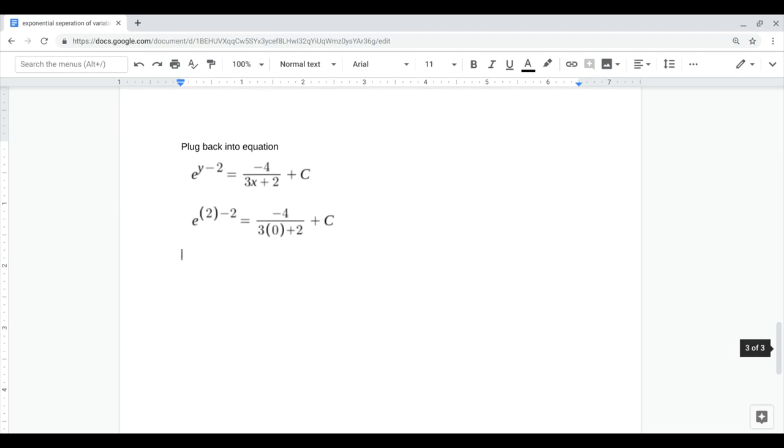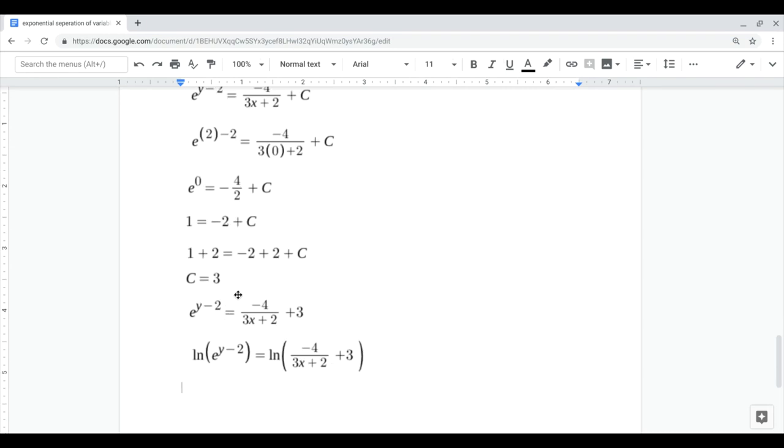Now we were given the initial condition of x equals 0 and y equals 2. So we're going to just plug that back in. So e to the (2 - 2), which is e to the 0, is equal to negative 4 divided by (3 times 0 + 2) plus c. e to the 0 is equal to 1. Negative 4 divided by 2 turns into negative 2. Now we solve for c. 1 plus 2, negative 2 plus 2. c is then equal to 3.